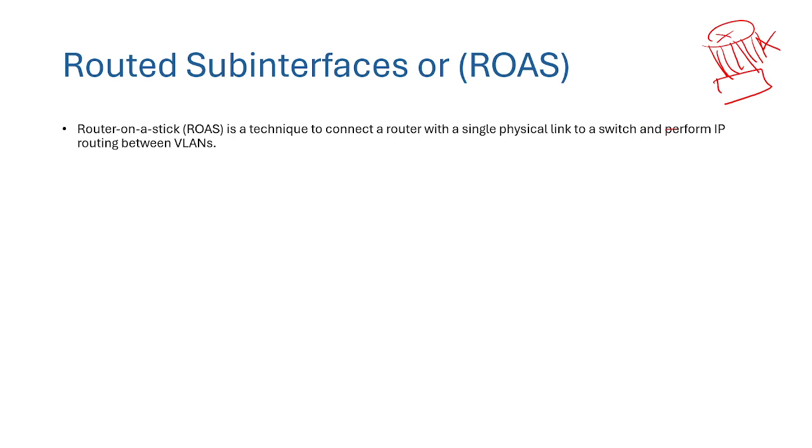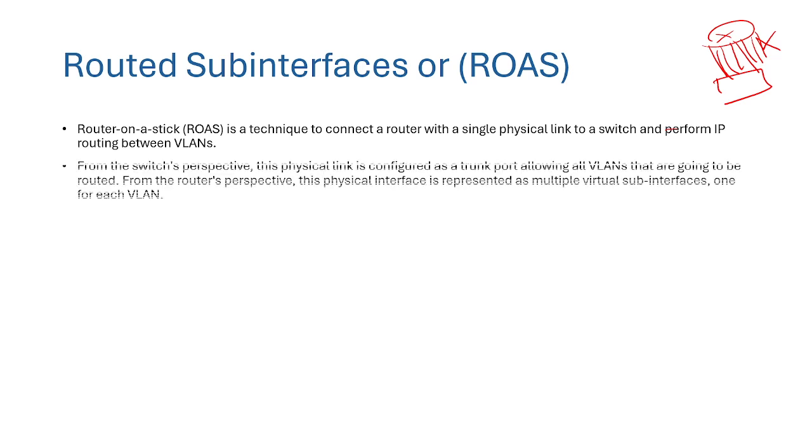Router on a stick is a technique to connect the router with a single physical link to a switch, and I perform the IP routing between the VLANs. How do I do it? It's simple. You will create a trunk port, and then on the switch you allow the VLANs. On the remote end you will configure sub-interfaces and match that VLAN over there on the router in a single port. From the switch perspective, this physical link is configured as a trunk port, allowing all the VLANs configured to be routed. From the router perspective, the physical interface represents multiple virtual sub-interfaces, one for each VLAN.